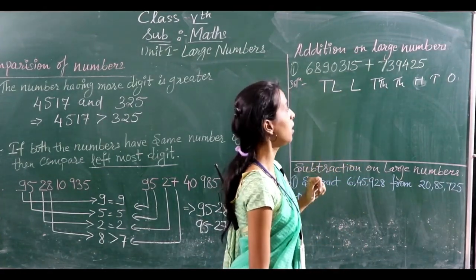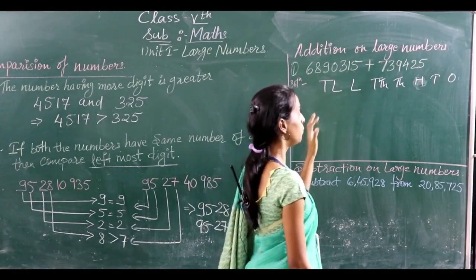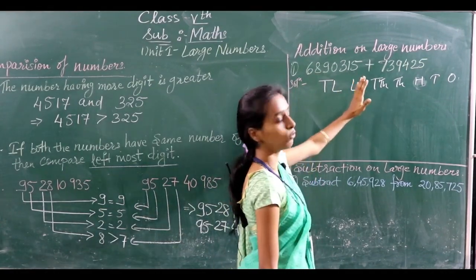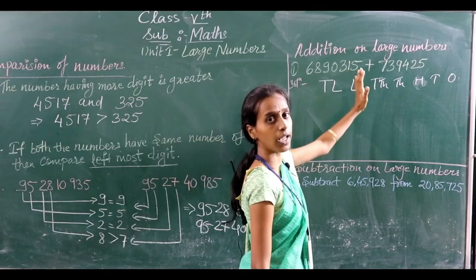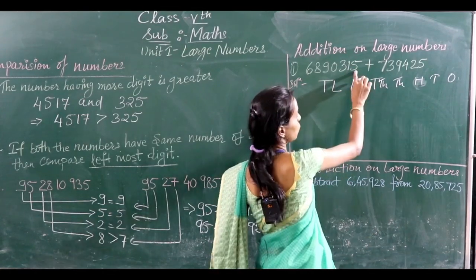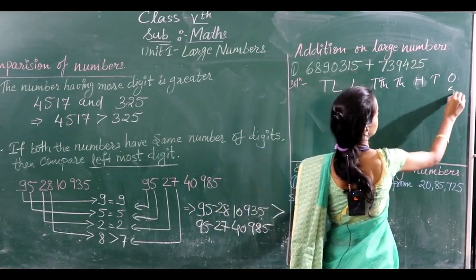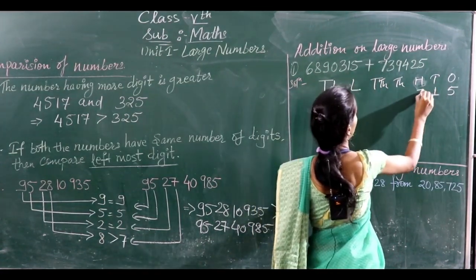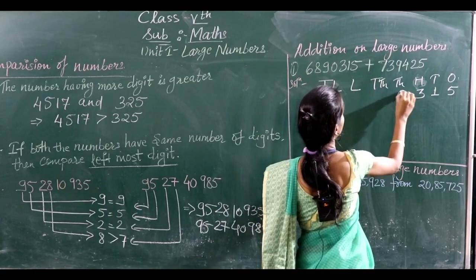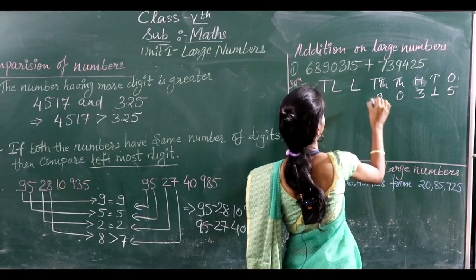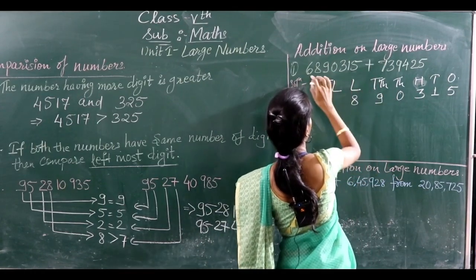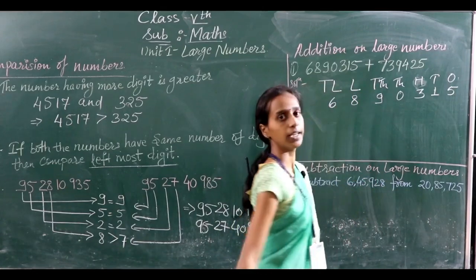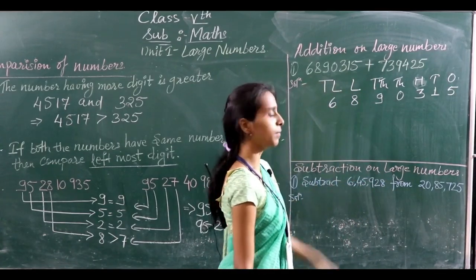Now we will put the values here, and whenever we put values, I have told you, always put from the right hand side. That is, your 5 is in ones position, 1 in tens, 3 in hundreds, 0 in thousands, 9 in 10,000s, 8 in lakhs and 6 in 10 lakhs. This is the first number which we have put.